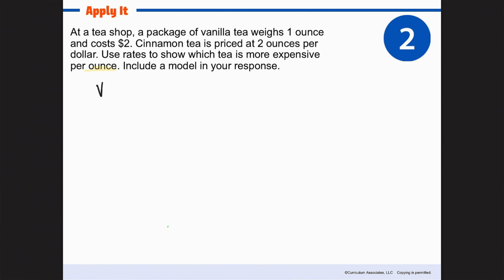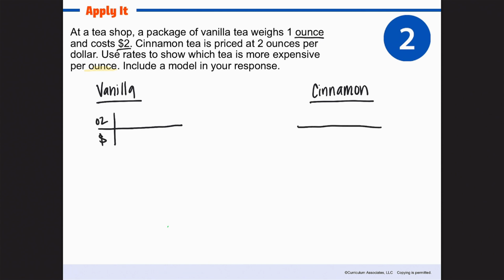So we're going to go ahead and we're going to make 2 ratio tables. We're going to start with vanilla over here and cinnamon over here. So what we're comparing are ounces to dollars. Okay. So our first one tells us that vanilla tea weighs 1 ounce and costs $2. And our cinnamon is 2 ounces for every $1.